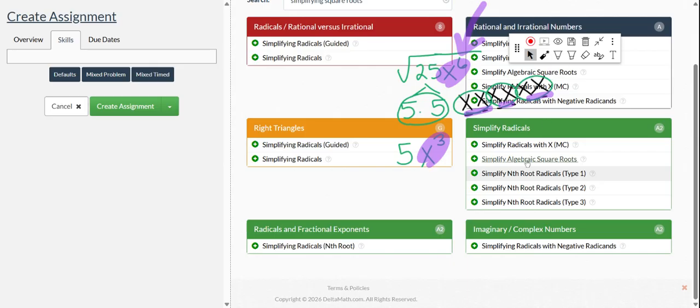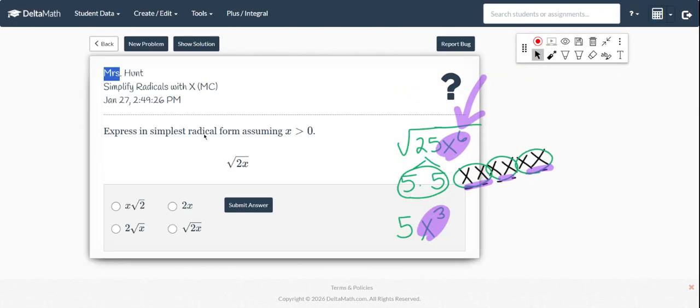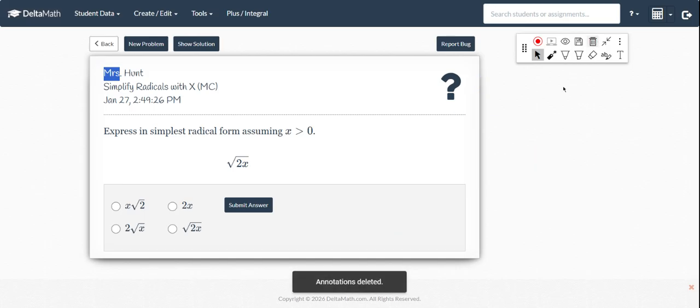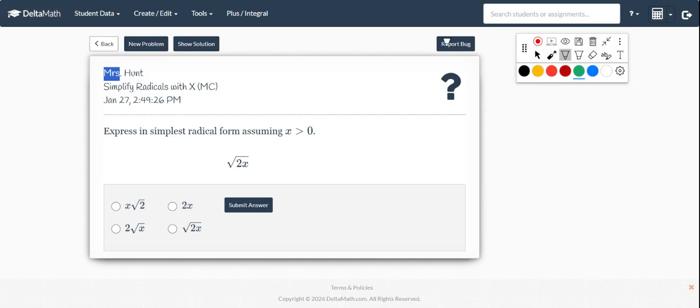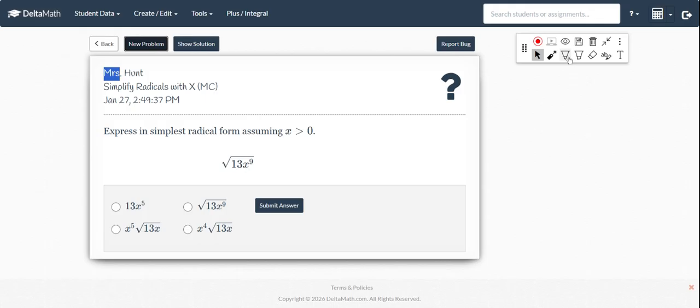And let's change it. Here we go. Let's change it to where the exponent is odd, because if the exponent is odd, you won't be able to take out an exact number of pairs. You're going to have one left over. So let's talk about this one.